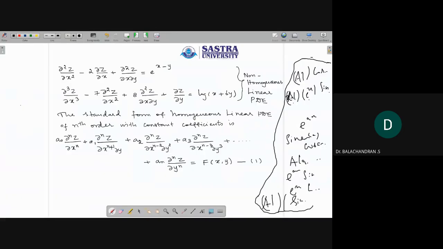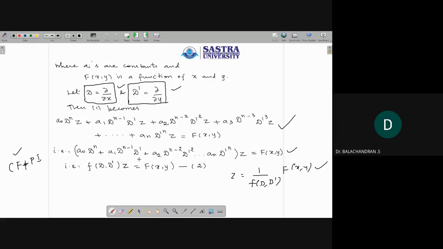The standard form of the homogeneous linear PDE. This is the form A naught ∂^n z/∂x^n and so on. This is equation 1, the standard form of the homogeneous linear PDE. And you can write equation 1 in the form f(D, D') z = f(x, y). So our aim is to find the solution of equation 2. The solution of equation 2 consists of two parts. One is a complementary function, another one is a particular integral.